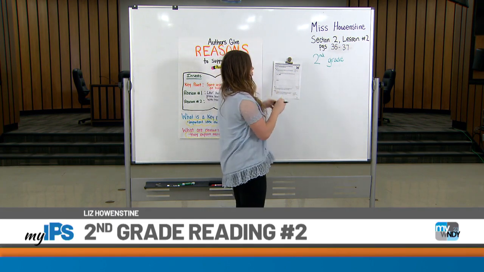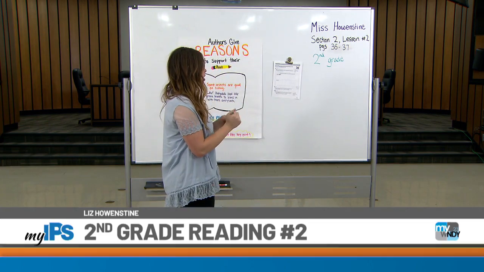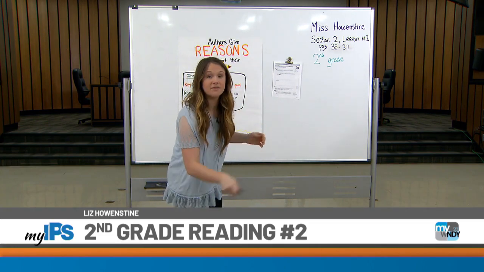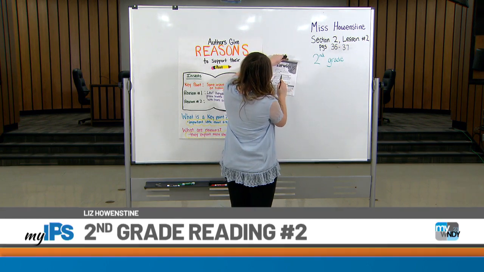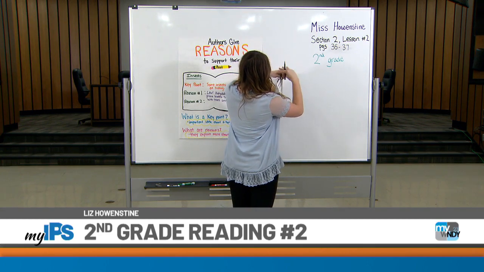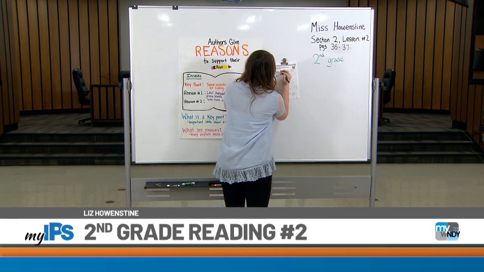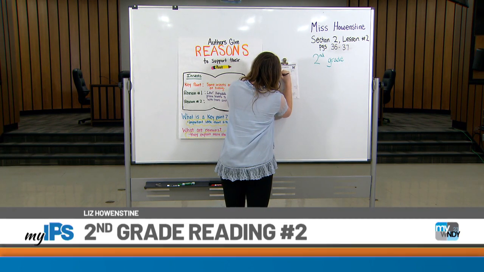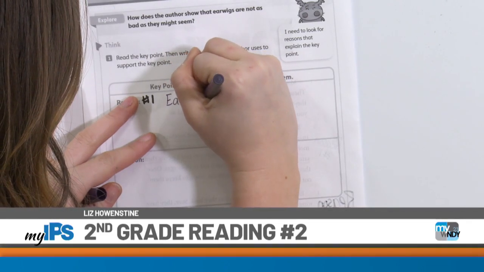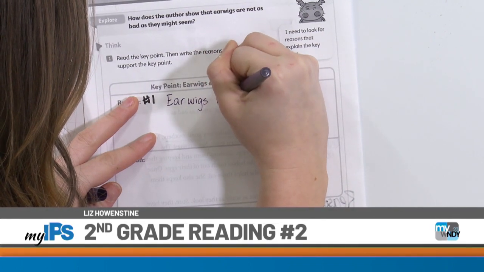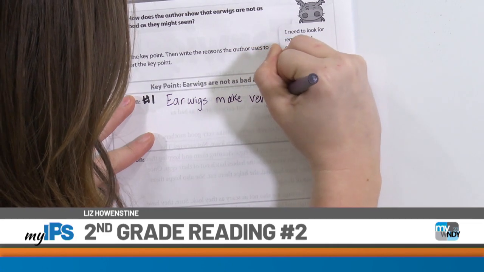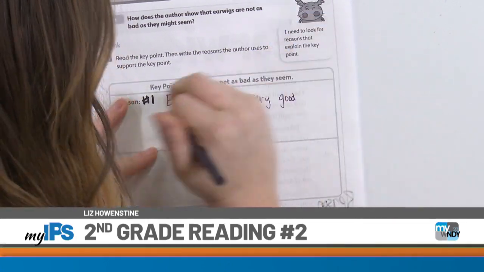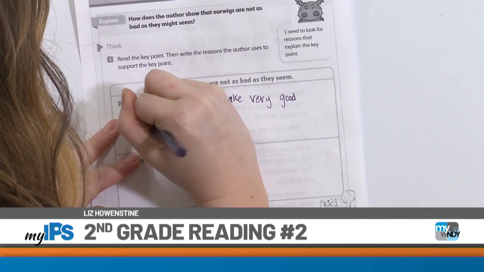I'll start it for you, but I want you to do it at home by yourself since you have this in front of you. So reason number 1, what did we underline? Earwigs make very good mothers. Okay, so we can write earwigs make very good mothers. Awesome.